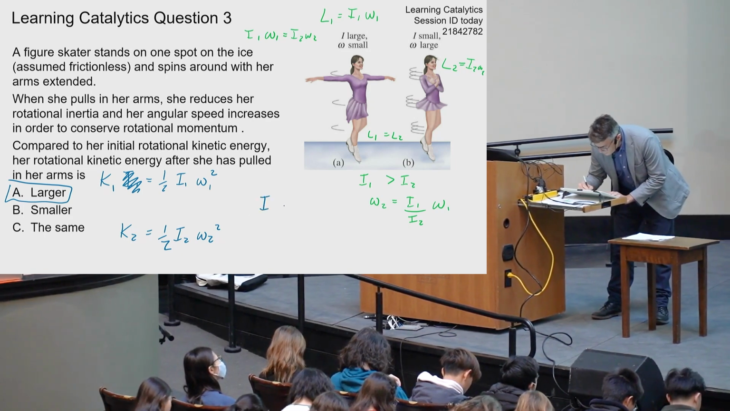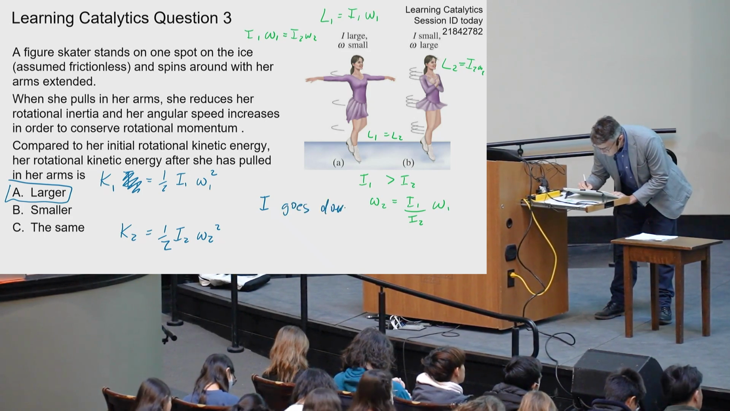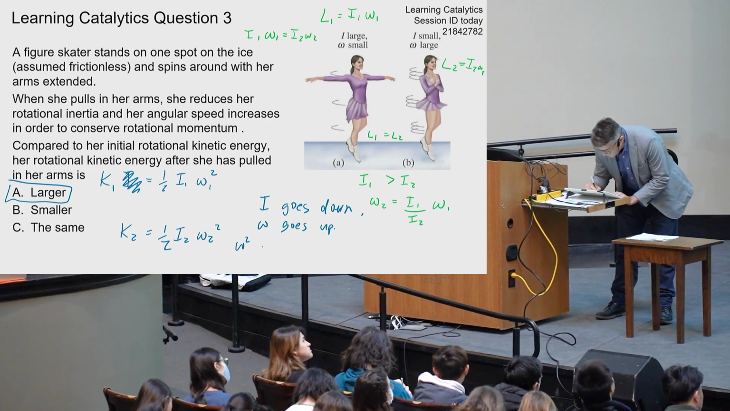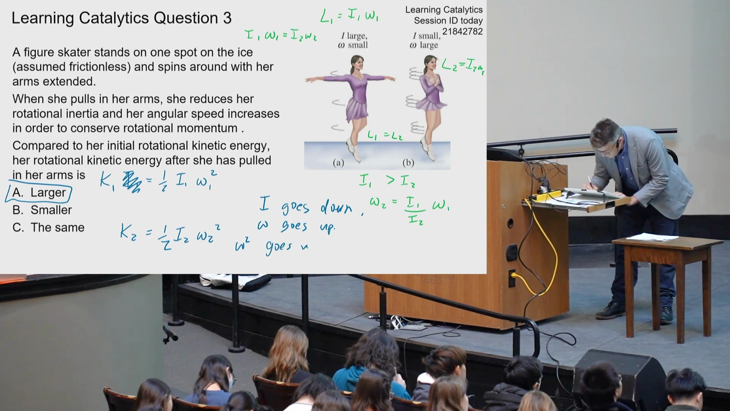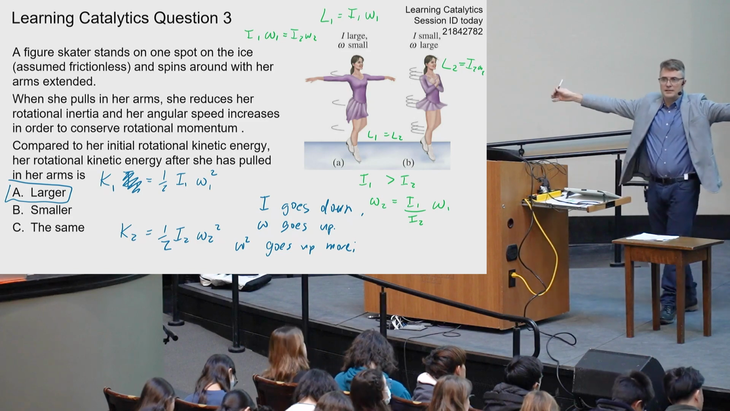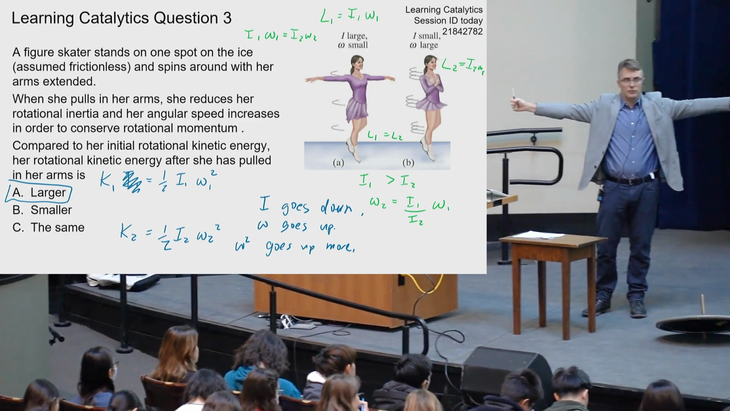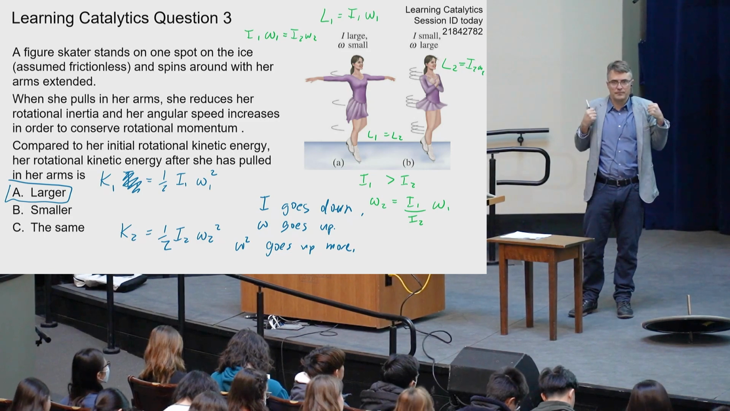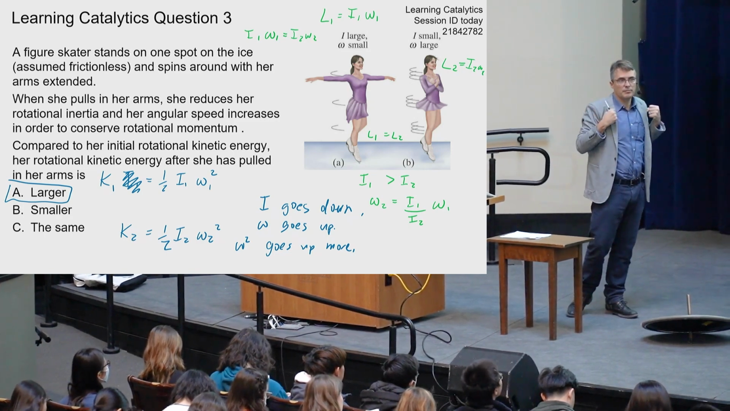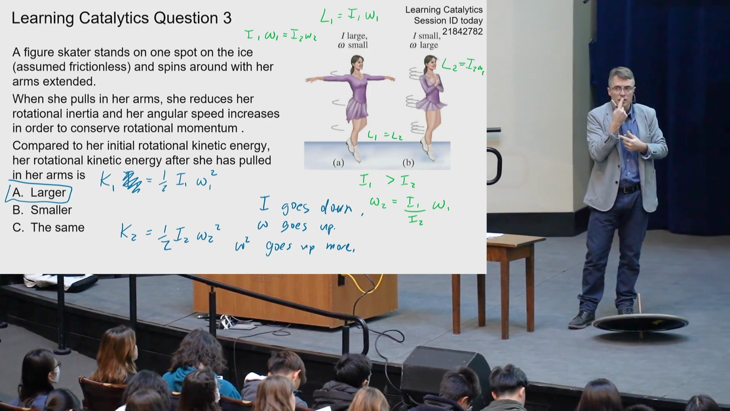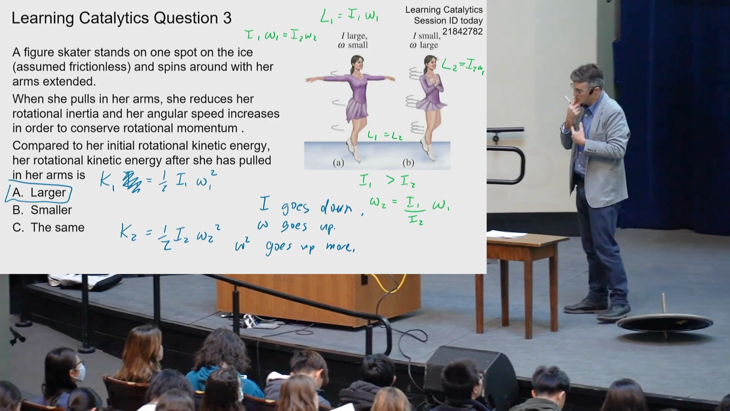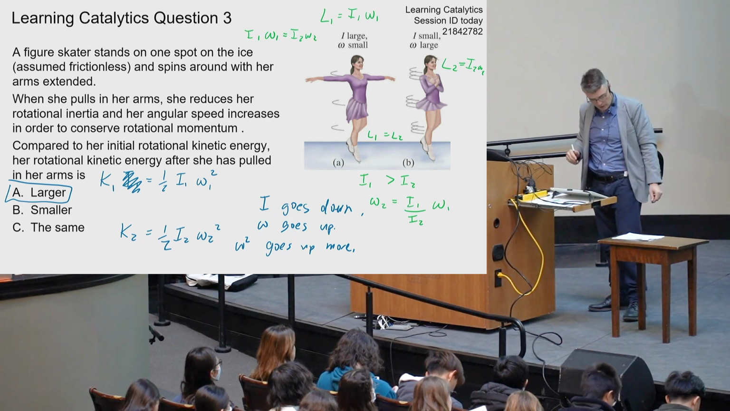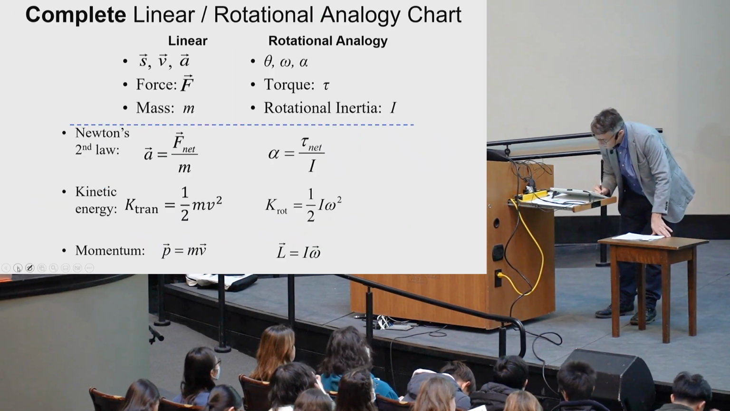So I goes down, omega goes up, omega squared goes up more. And what I think is that if I imagine I have those weights, when I pull them inwards, I'm actually doing work on those masses to pull them in. They want to fling out, but I'm doing work with my arms to pull them in, and that work is going into speeding up my rotational kinetic energy. Sort of doing work on the system from within and converting my chemical energy in my muscles to the rotational kinetic energy. Okay, so this whole chart now has a whole bunch of things.